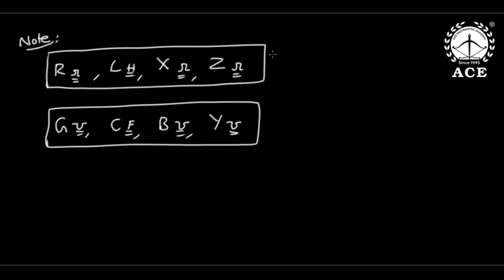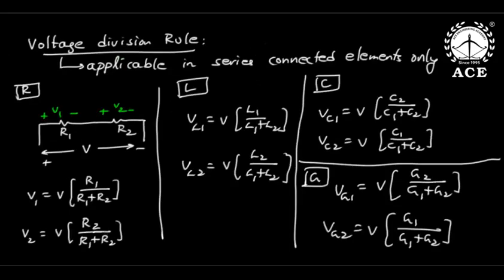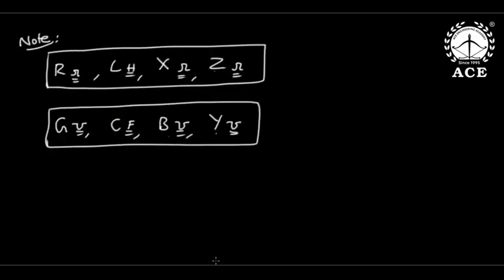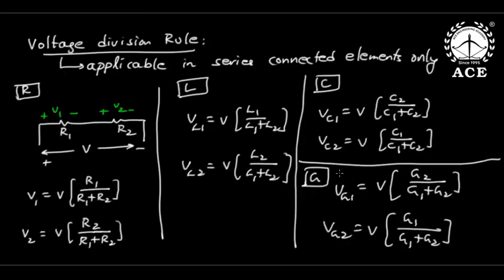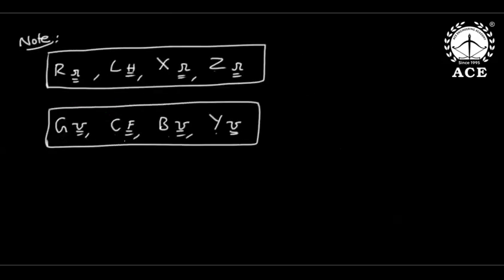So the formulas for resistor, inductor, reactance, and impedance are one set, and those for conductance, capacitance, susceptance, and admittance are another set. In the voltage division rule, the formulas for resistor and inductor are similar, because voltage drop is proportional to resistance and inductance. Similarly it is proportional to reactance and impedance. But the formulas for capacitance and conductance are the reverse, inversely proportional.